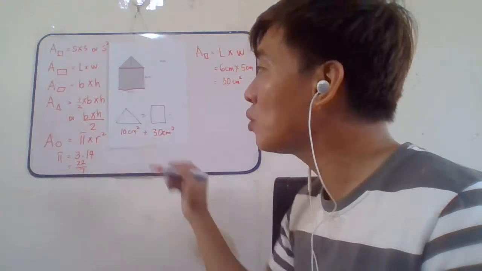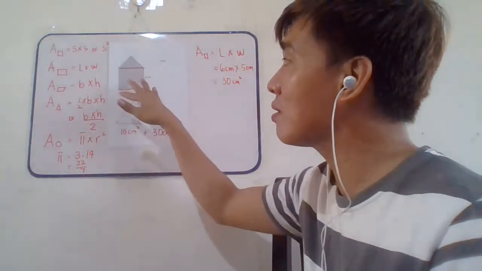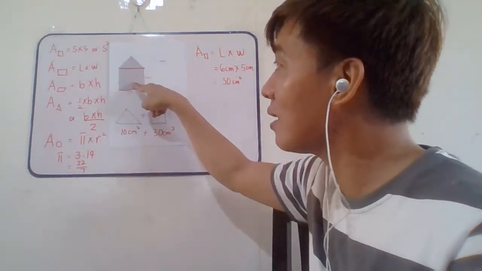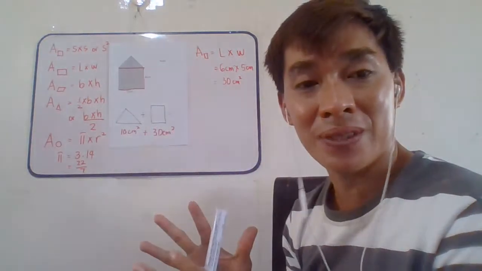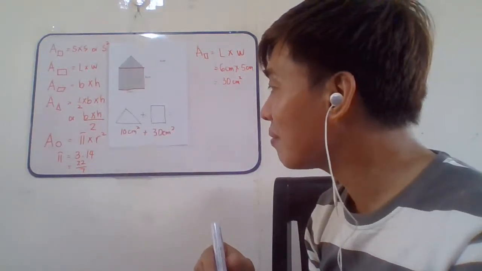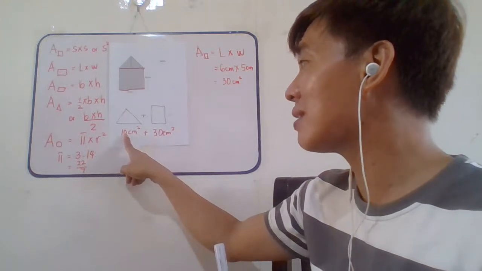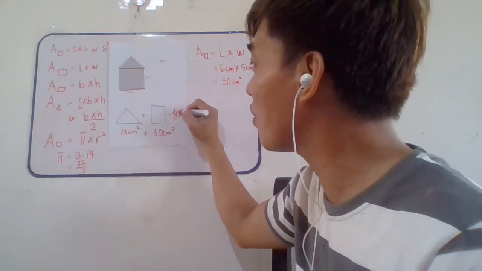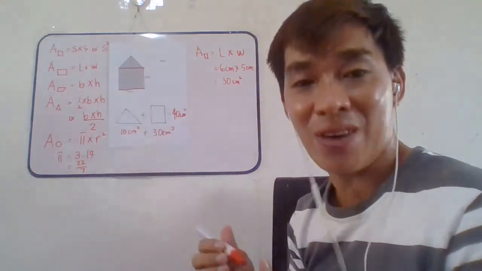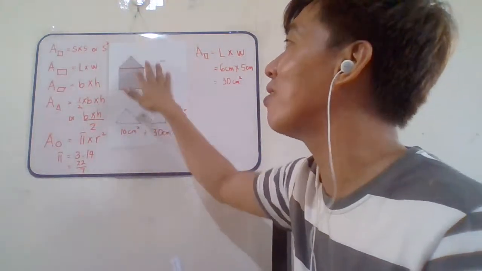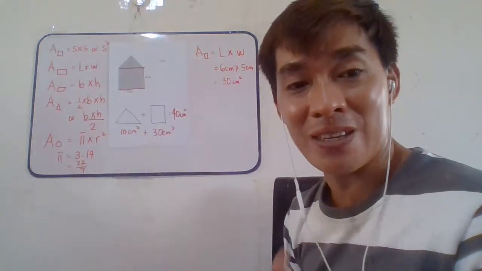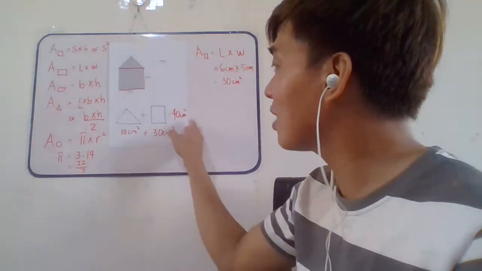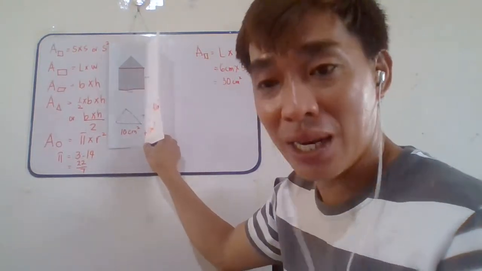The next thing we have to do: this composite figure is composed of the triangle and the rectangle, so you combine them. That is 10 centimeters squared plus 30 centimeters squared, which gives us 40 centimeters squared. And that's already the area of the shaded figure. I hope it's clear. Let's proceed to item number 2. Any question?